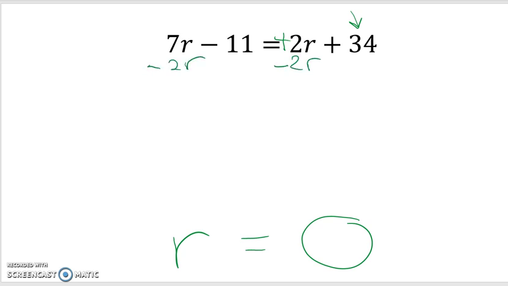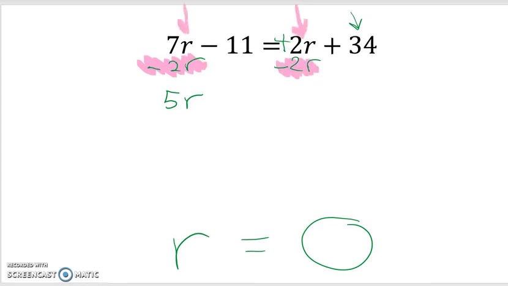And when I subtract 2r from 7r, I'll get 5r. Please be mindful of where you write your inverse operations. The inverse operations for r are written under both r terms. I don't write them under the other numerical terms, but under the relevant terms. So I've subtracted the 2r from both sides. I haven't touched this minus 11, so I'll just drop it down. 2r minus 2r will cancel to give 0. So all I'm left with is 34 on the right-hand side.